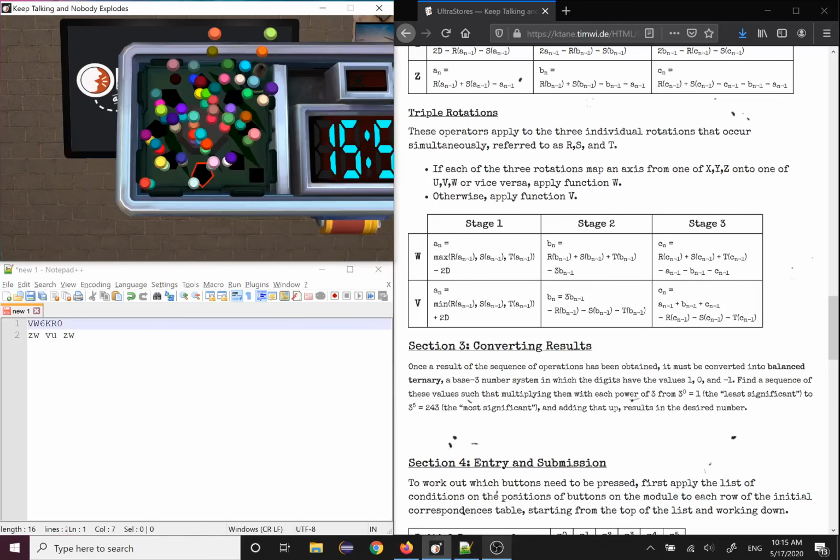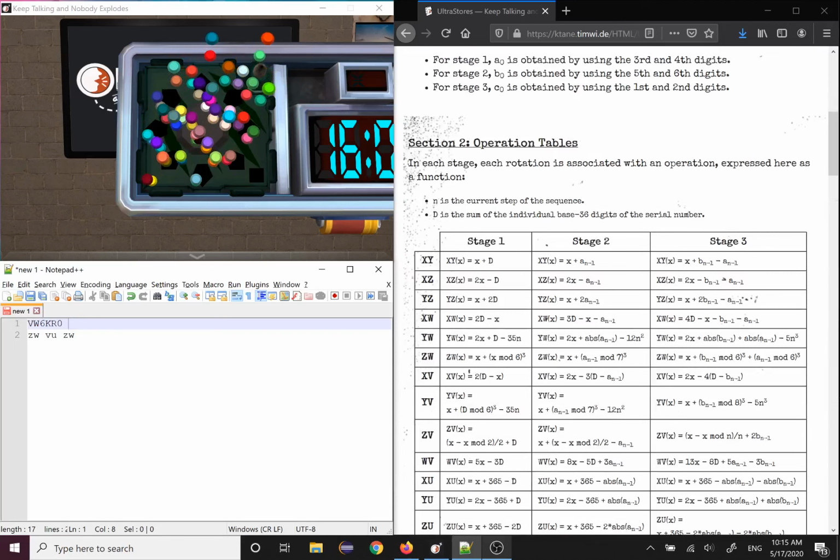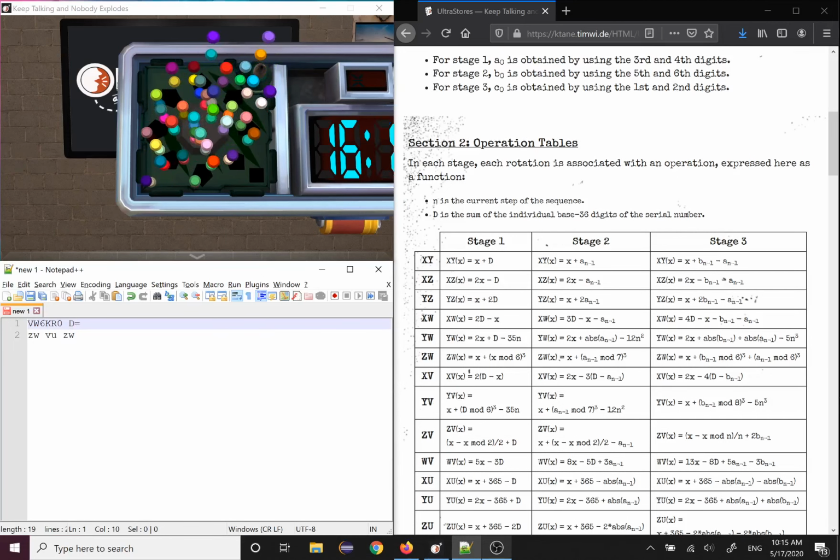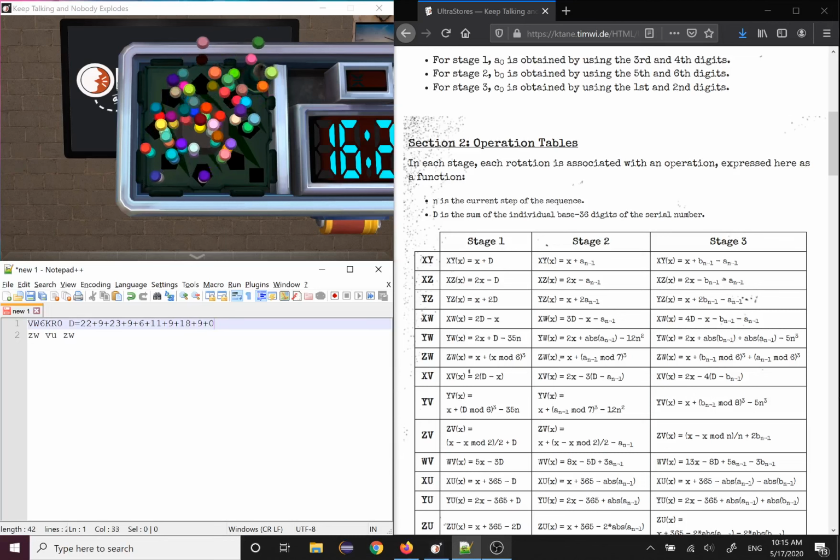And as people who know Simon Stores would know, we need to calculate the D value, which is equal to V is the 22nd in the alphabet plus 9 plus 23, W is 23rd in the alphabet plus 9 plus 6 plus K is the 11th plus 9 plus R is 18 plus 9 plus 0. The reason why I added 9 is because it's base 36, so every letter is just their alphabetic position plus 9.